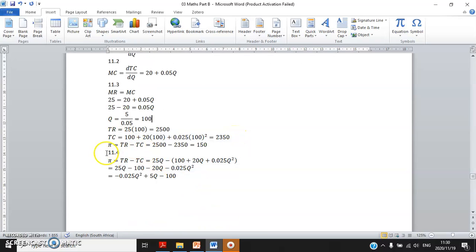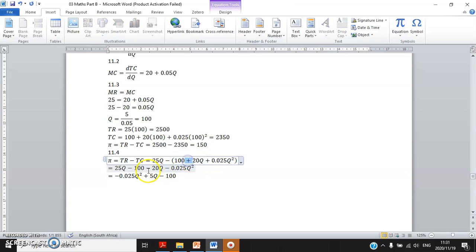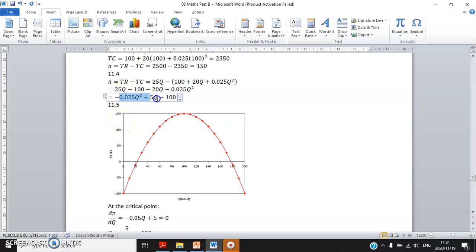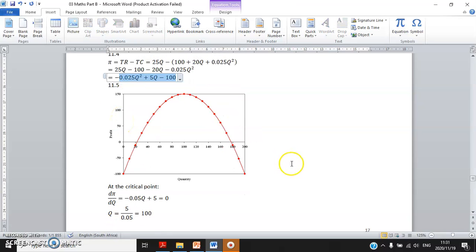Then 11.4, I move on with the second method. I first derive the profit equation, which is total revenue minus total cost. You just have to be careful. Total cost for this subtraction, when you remove the brackets in connection with total cost, these signs will change actually. This is why you see the change from plus to minus here, and the same for the other one. Then this is my total profit equation.